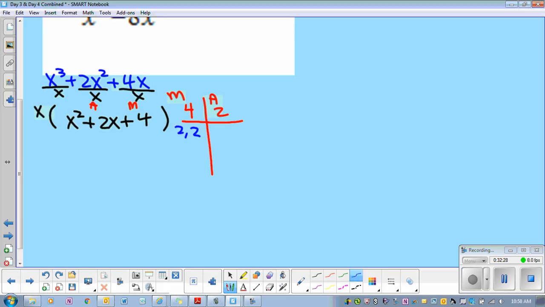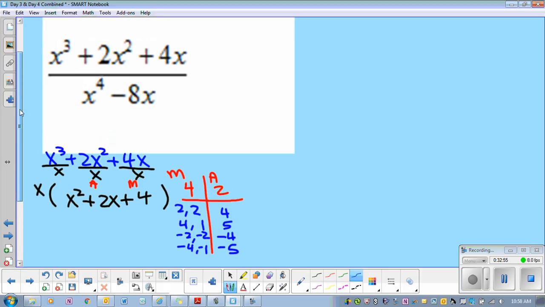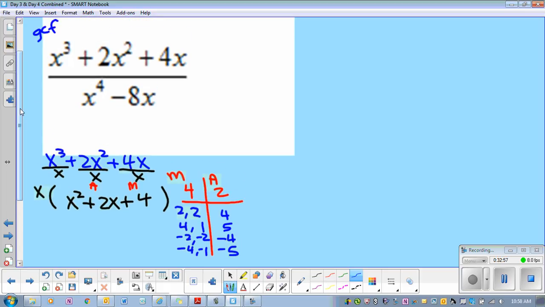2 and 2, yeah? I know that doesn't work. You're saying it doesn't work? Yeah, I mean, it doesn't. 4 and 1. Maybe you have the -2 and -2, or -4 and -1. That's it. Those are all the numbers that multiply to give you a positive 4, right? None of them are going to add to give you 2. No, absolutely not. So you know what? This stops right here. The only thing you could actually do here was a GCF. Tricky. Right?